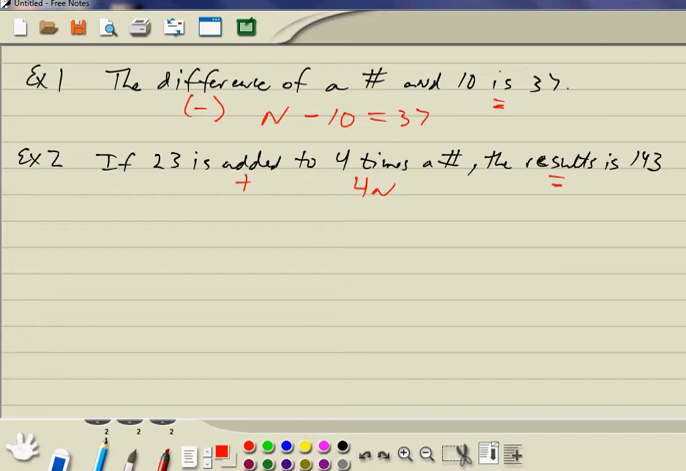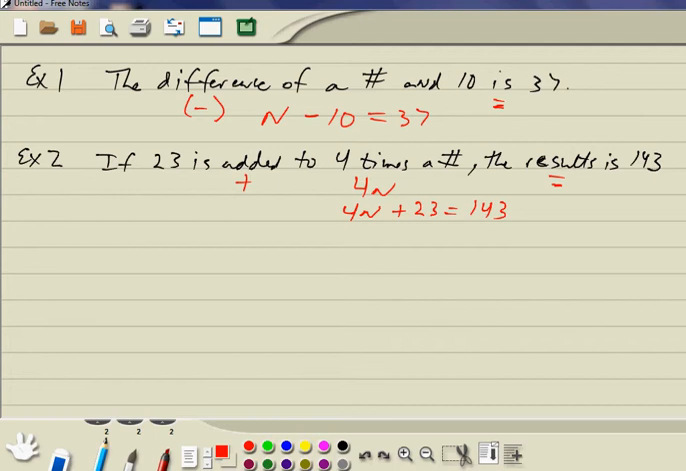But the key is here, it says 23 is added to. That means 4n is going to come first, okay, because it's added to it. So it's 4n plus 23 equals 143.